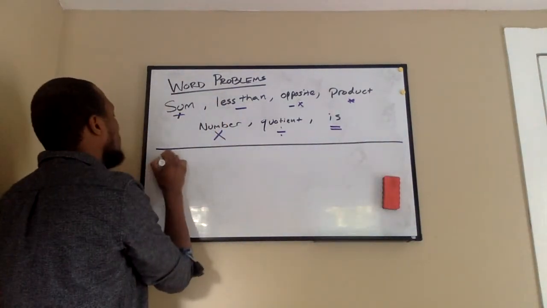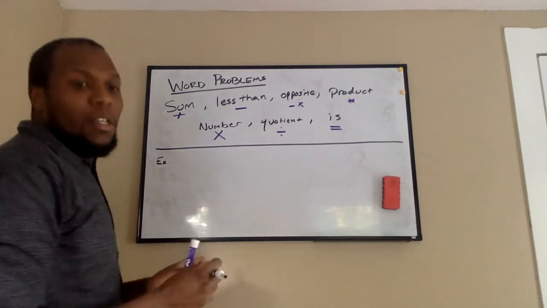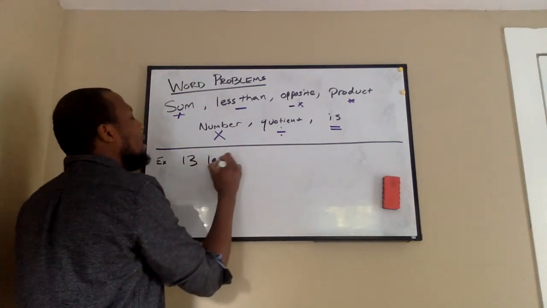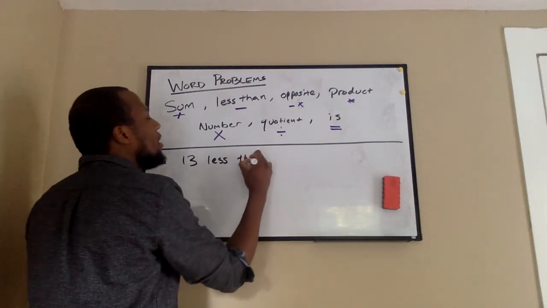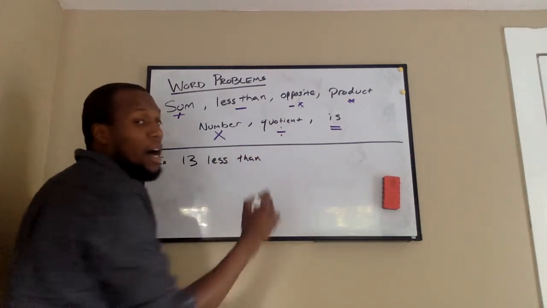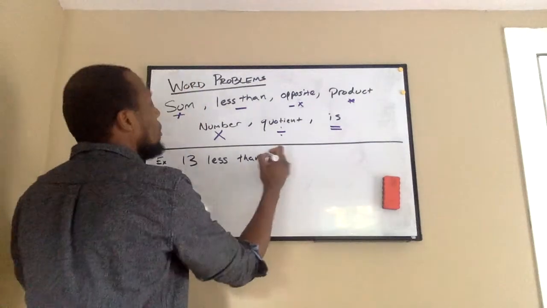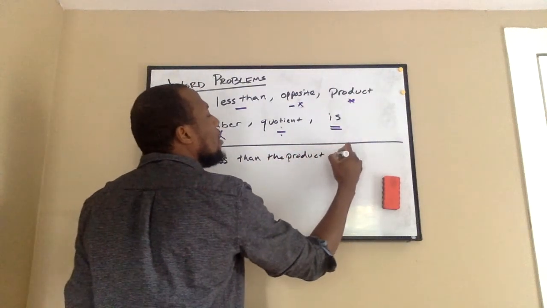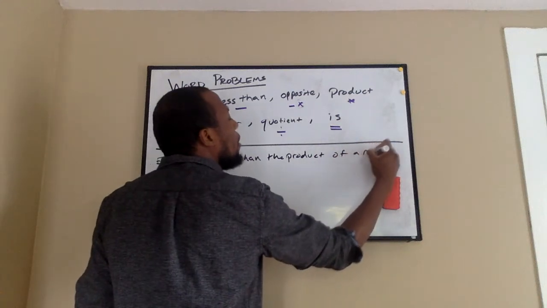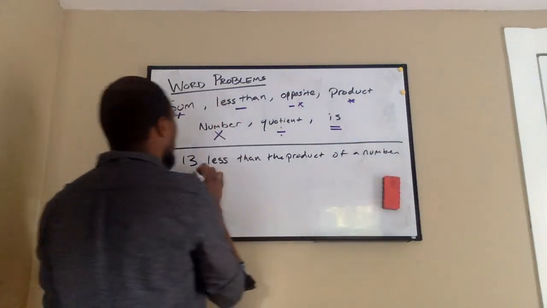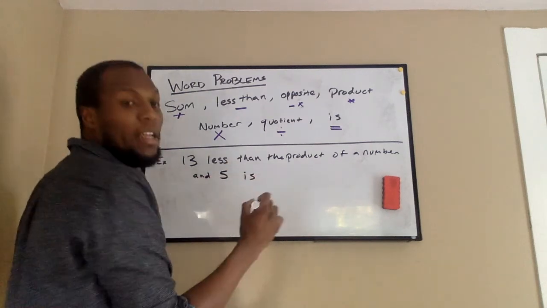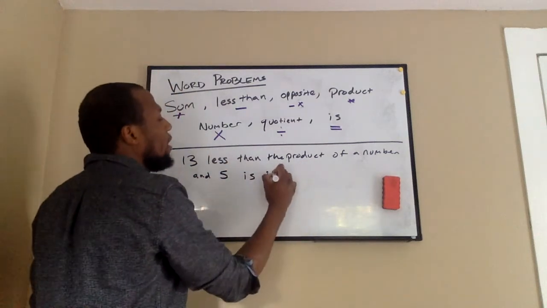So we have 13 less than the product of a number and 5 is 42.